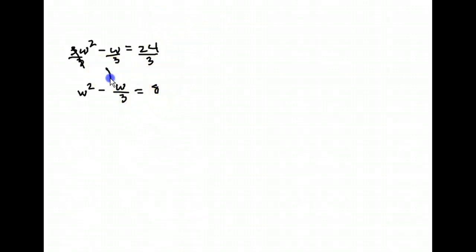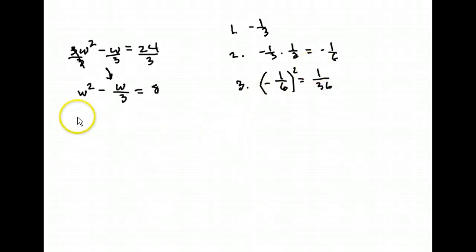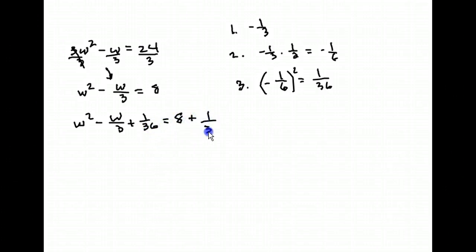Now we have to take the part that's connected to the w, so that's step 1, which will give us a negative 1/3. Okay? And step 2, we take the negative 1/3 and divide it by 2. Same thing as multiplying it by a half. So that'll give us a negative 1/6. And then in step 3, we take our negative 1/6 and we square it. So it's going to give us a positive 1/36. So that's what we add to both sides. So we have w squared minus w over 3 plus 1/36 equal 8 plus 1/36.